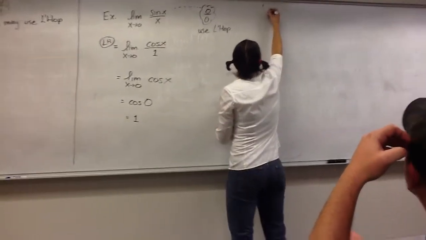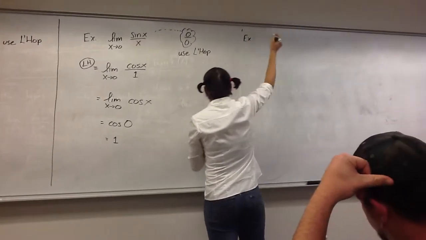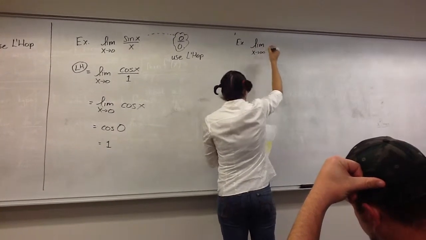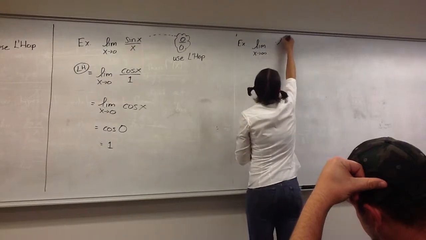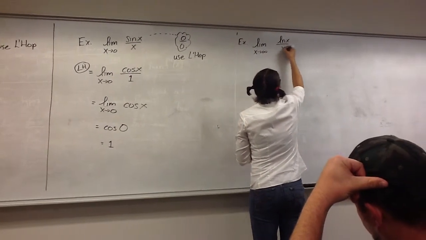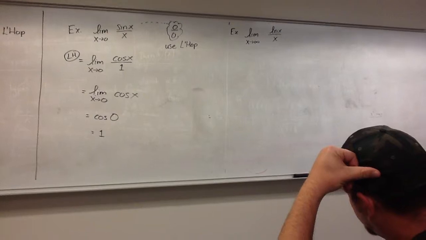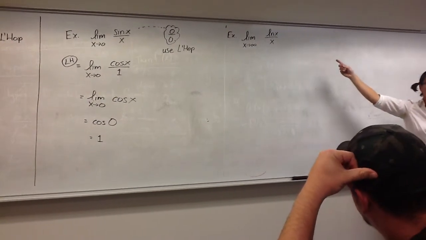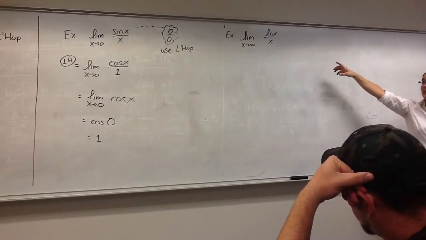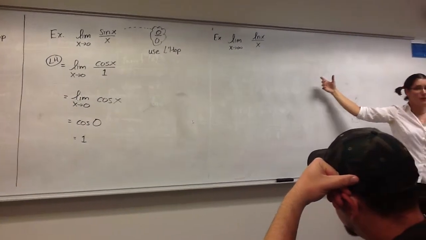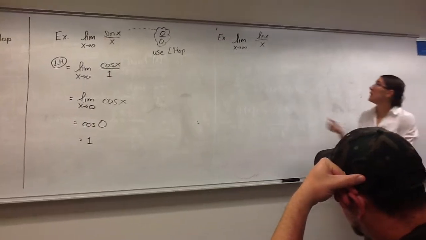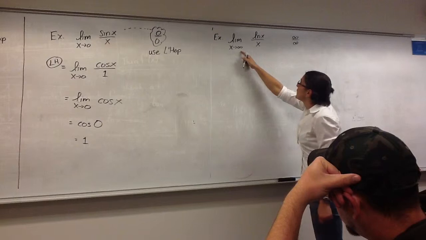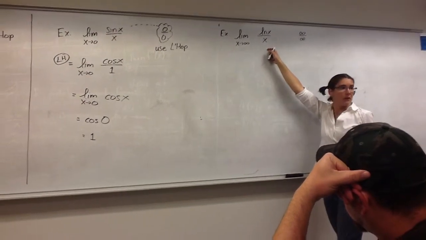All right. The next one that I had you look at was the limit as x approaches infinity of natural log of x over x. And when we looked at this one, we decided that this limit was an indeterminate form of type infinity over infinity. And the reason that we know this is because as x gets really big, our denominator is getting big.